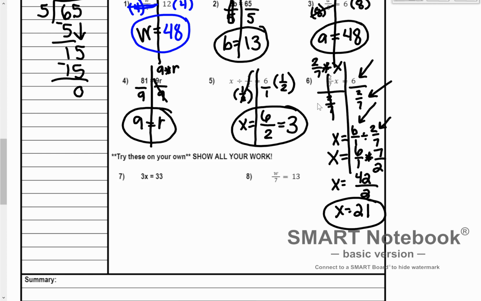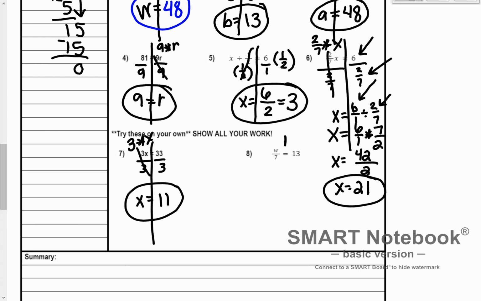Okay. Line down our equal sign. 3x means 3 times x. Opposite of multiplying by 3 is dividing by 3, so we should be dividing by 3 on both sides. That cancels out. We're left with x equals, 3 can fit into 33 11 times.